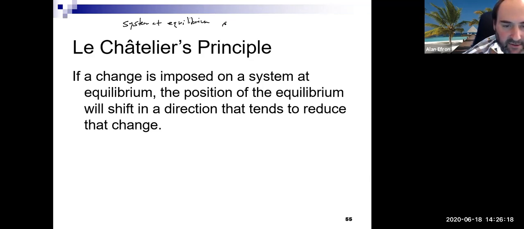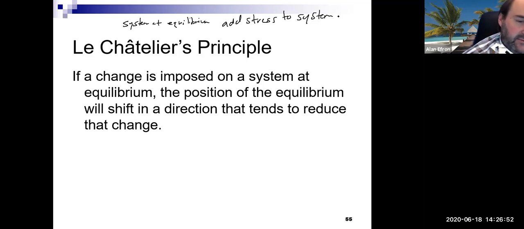So we add a stress to the system. Now, when we add a stress to the system, much like the name implies, it really stresses it out. And what it does is it, for lack of a better word, screws up the equilibrium. It's no longer going to be at equilibrium. So the system itself, though, does want to get back to that equilibrium state. So it's going to try to get itself back to an equilibrium state after you messed it up.